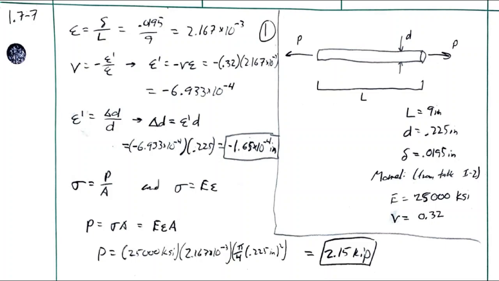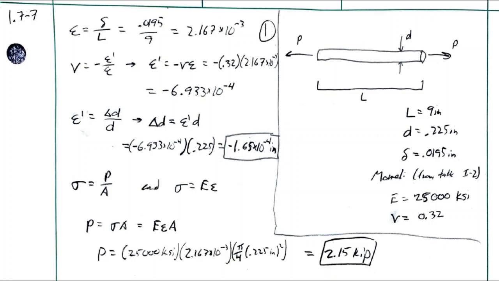Then we use our definition of epsilon prime, delta over D, plug in the numbers that we know, and we find that change in D, which is what we wanted from the beginning, is negative 1.65 times 10 to the minus 4 inches in the box there. And this means, the minus sign just means that the diameter is getting smaller, so that's okay. And that's what they asked for.